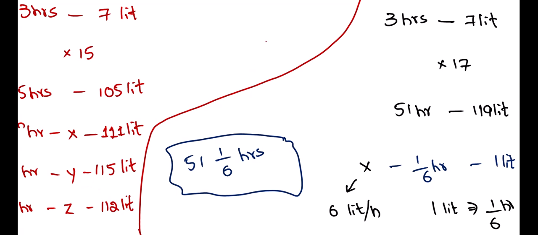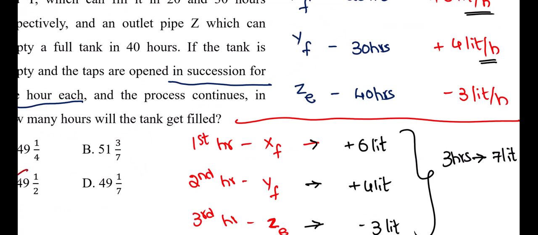Okay, let it be. Now 49th hour, X will add 6. It becomes 118. Now what is left over? 2 liters. Y can fill 4 liters in 1 hour, so 2 liters means half an hour. So the 49th hour and half an hour, that means 49 1 by 2, is sufficient.